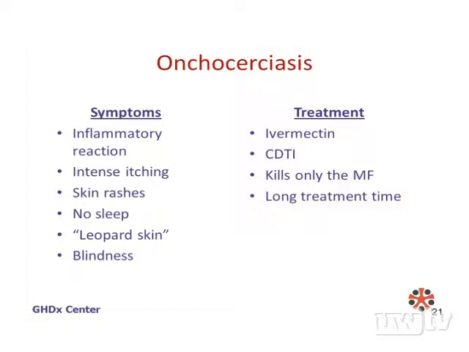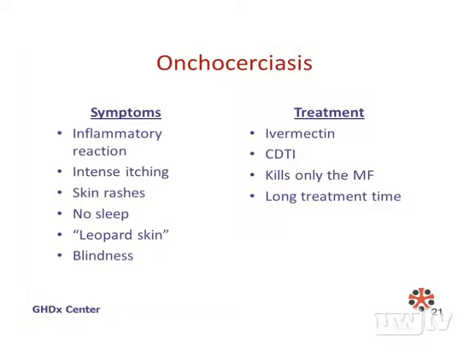The problem is that it only kills the microfilaria or the young worm, which means that you still have the adult worm in the body. So what does that mean? Okay, while you can get rid of some of the symptoms, the itching, and if you can keep giving the medicine consistently over time to the affected populations, then you can prevent blindness. But the problem is that it kills only the young worms. It does not kill the adults.